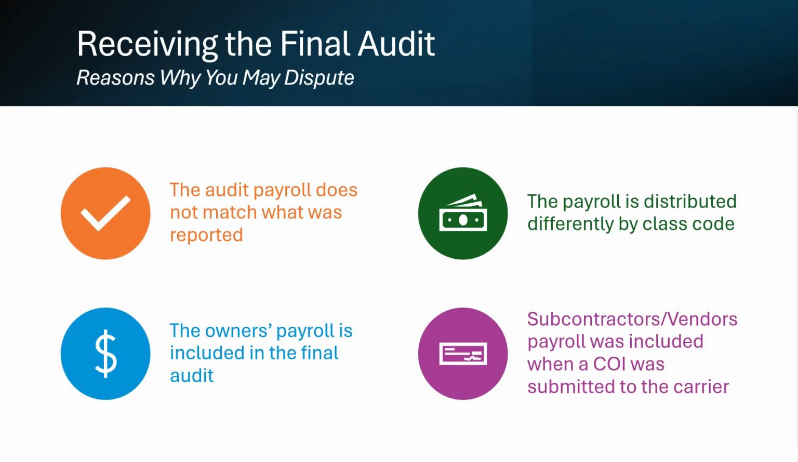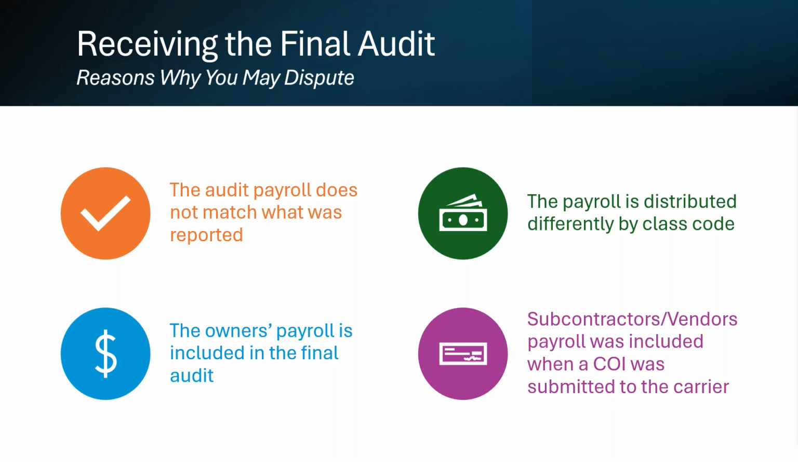The second, the payroll is distributed differently by class code. So for example, you have a janitorial business with a commercial janitorial exposure and a residential janitorial exposure. These are two different classes of business and the rates are very different. Residential janitorial is actually a higher rated class code. And so when the insured receives their final audit, instead of the payroll being split between the two classes of business, like how it was rated during the policy term, the final audit actually has all of the employee payroll in the residential class code, resulting in additional premium due.